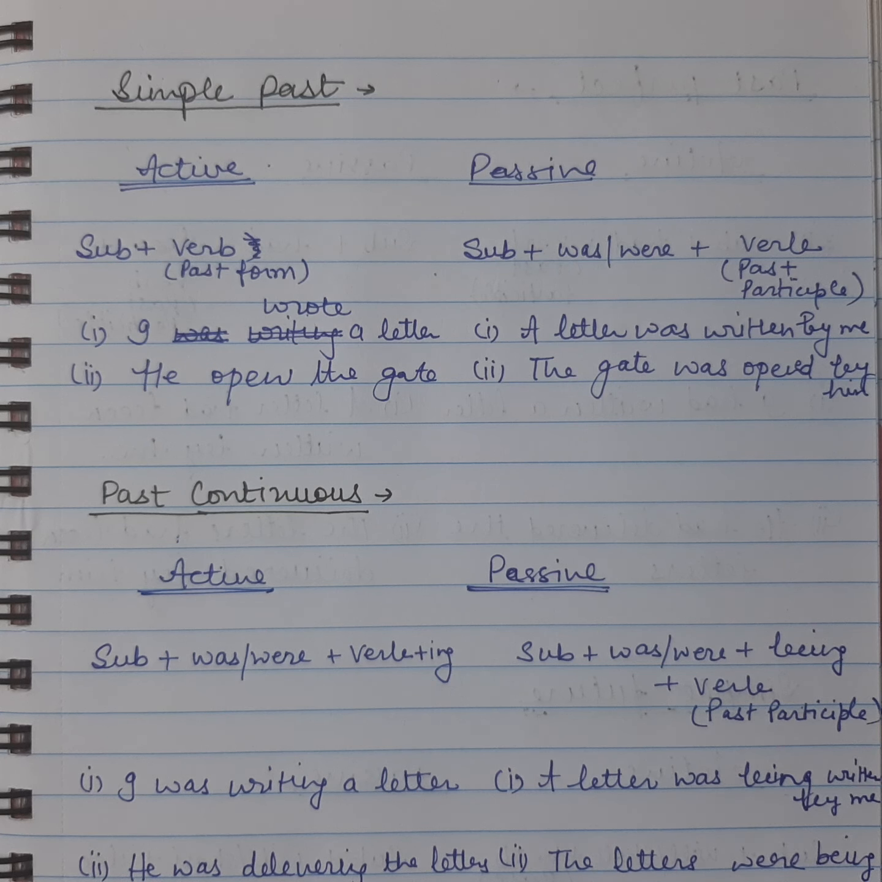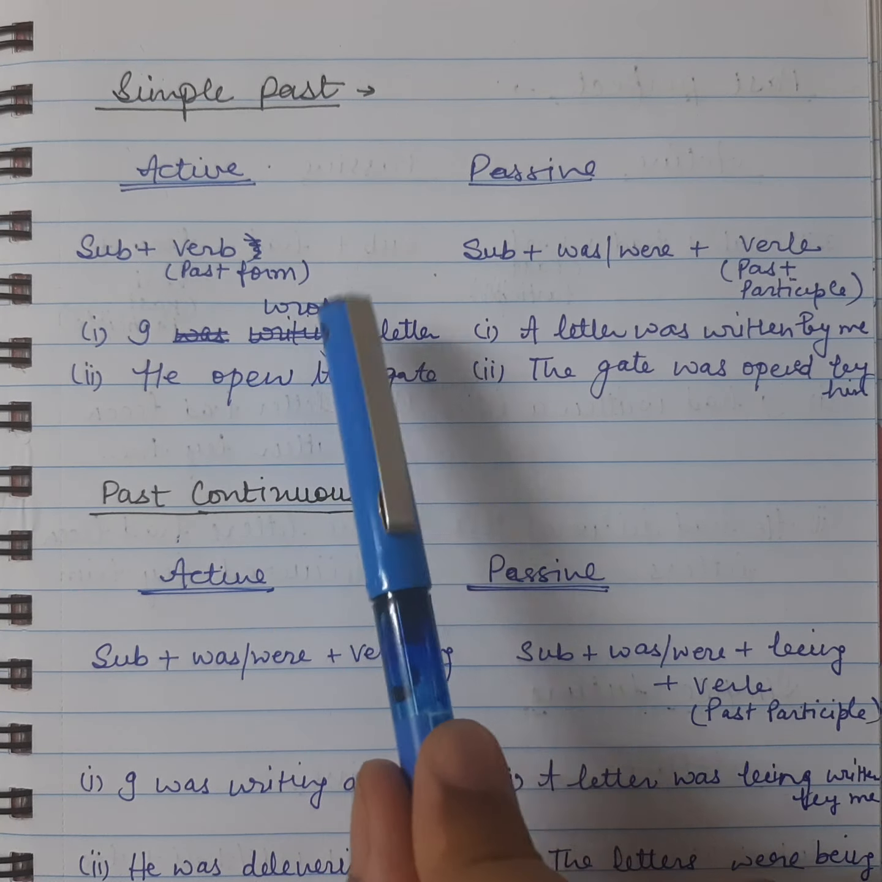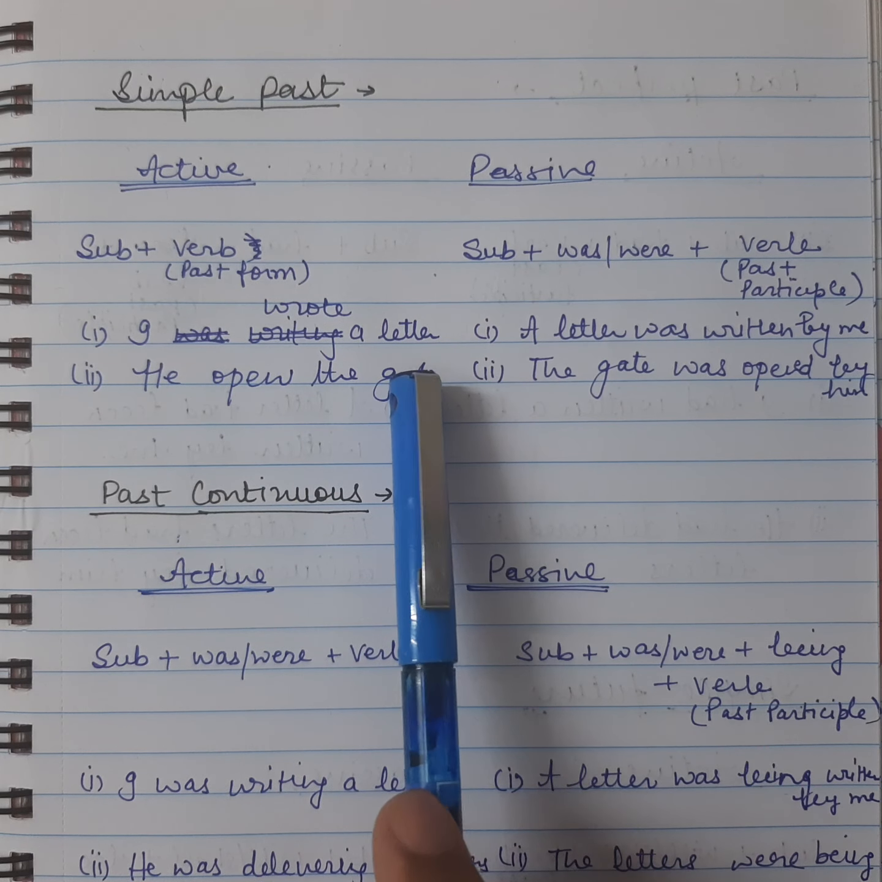So let's see how to convert active voice to passive voice in simple past. In simple past we use the subject plus the past form of the verb, or second form of the verb. So, I wrote a letter. Wrote is the second form or past form of the verb write. So, I wrote a letter.